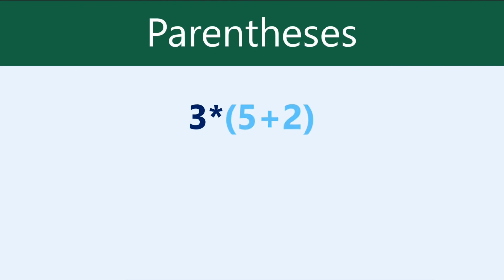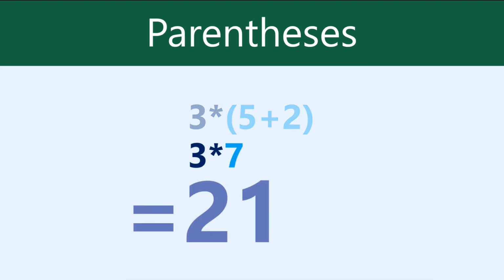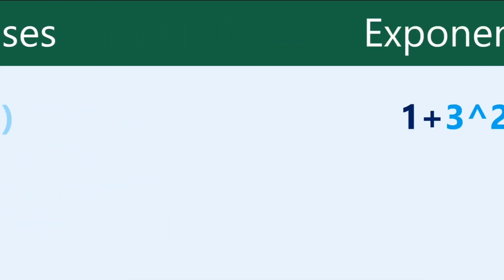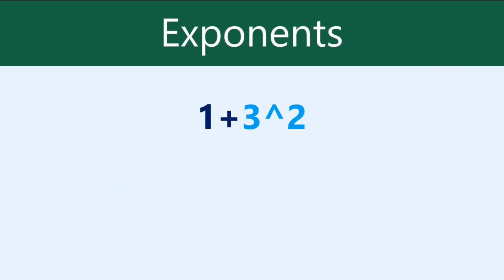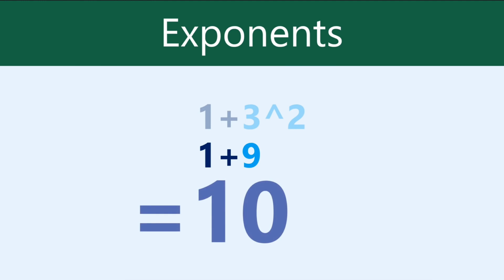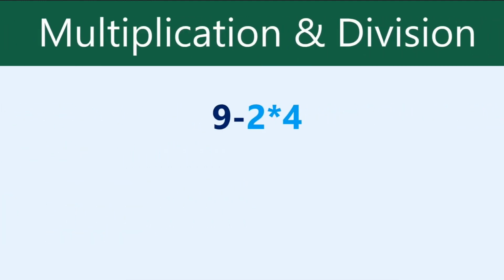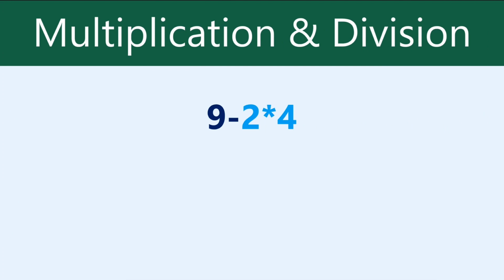In this formula, 5 plus 2 is in parentheses, so we'll calculate that first to get 7, and then we can just multiply 3 times 7 to get 21. This formula contains an exponent, 3 to the power of 2. We'll need to calculate that first, and then we can do the addition. If you have multiplication or division, that'll come next. Here we multiply 2 times 4 to get 8, and 9 minus 8 equals 1.